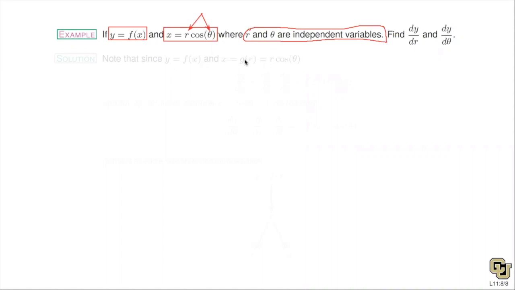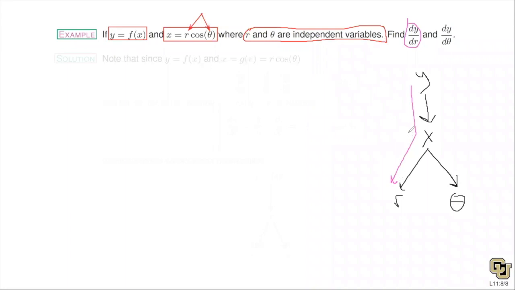So if I make the variable chain, I have my function y. It's a function of x. But now look at this. x is a function of two variables, r and theta. So in an indirect way, you can see that y depends on r. And you can also see in an indirect way, y depends on theta. So we go down this way and this way.